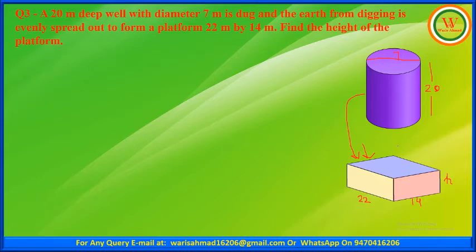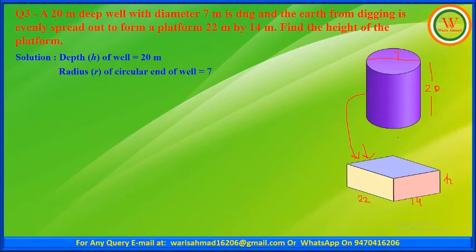So let us see the solution of this question. Depth h of well is equal to 20 meter. It is already given in the question. Radius of circular end of the well will be equal to 7 upon 2 meter, because the diameter is given 7 meter, hence the radius will be equal to 7 upon 2 meter. Now here we can assume let the height of platform be h. Length and breadth of platform is given. Length is given 22 meter while breadth of platform is given 14 meter.